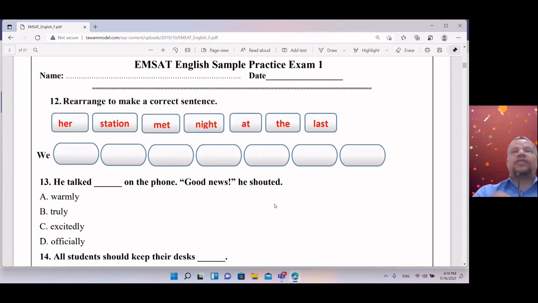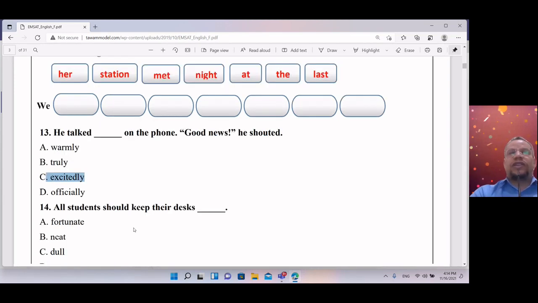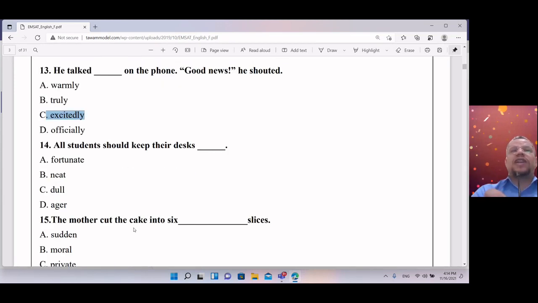Let's go. He talked on the phone. Good news, he shouted. So when he says good news and shouted, it means he was what? He was excitedly. Perfect, that's right. He was excitedly. Good news, excited one. Perfect.